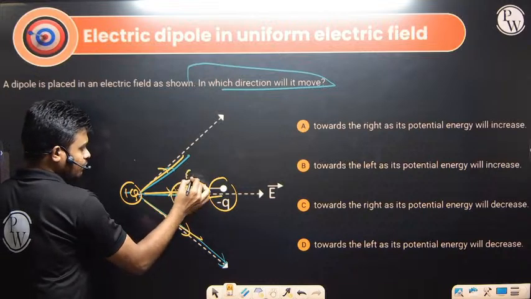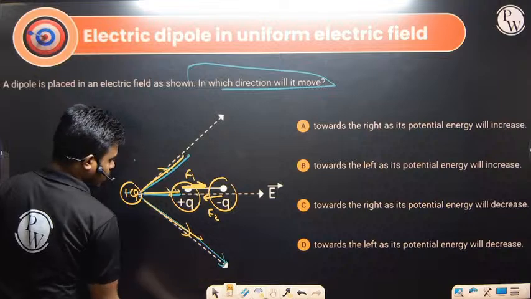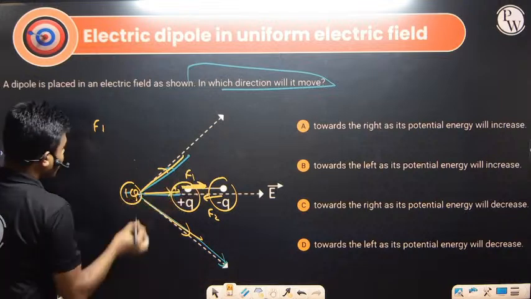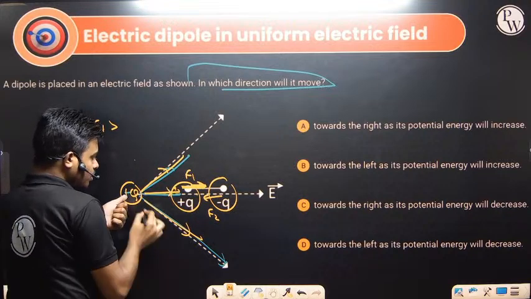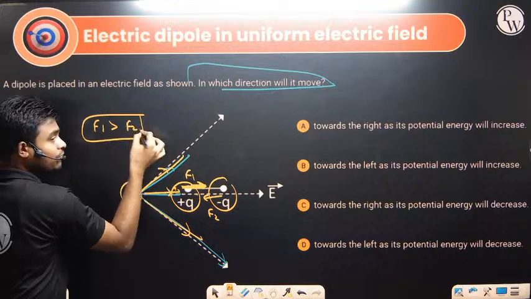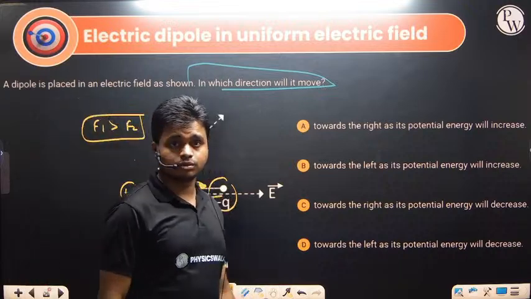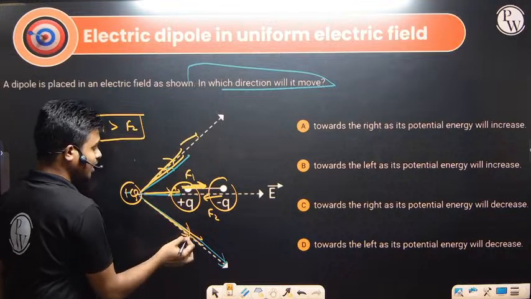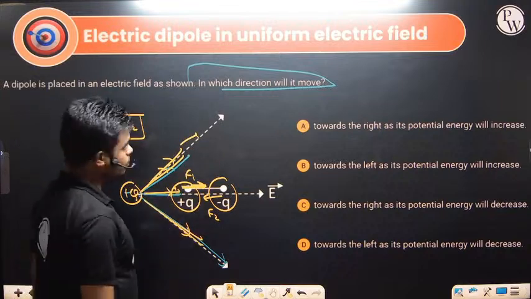Let's say this one is F1 and this one is F2. F1 is the force between this plus Q and the source plus Q. That will be repulsive, and that is more than this. F2 is the force between this minus Q and the source plus Q, and that will be attractive. So overall, the repulsive force is more than the attractive force.